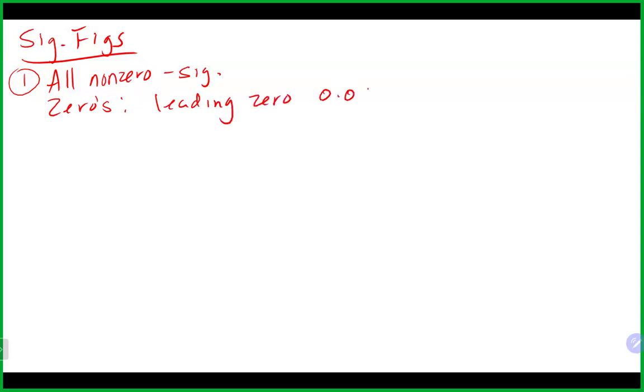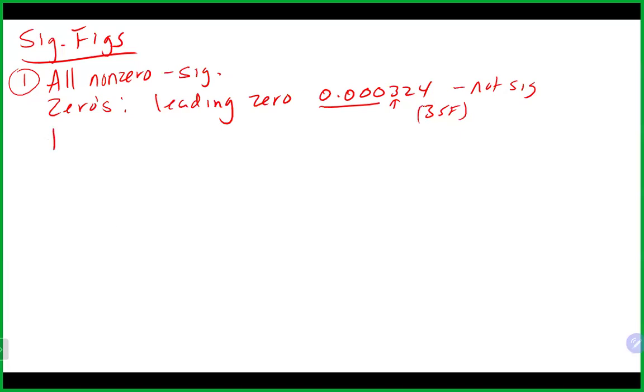And those, for example, are all the zeros that come before the first non-zero number. And by the way, that is when we start counting, when we hit the first non-zero number. Leading zeros are not significant. So in this case, this guy would have 3 significant figures.